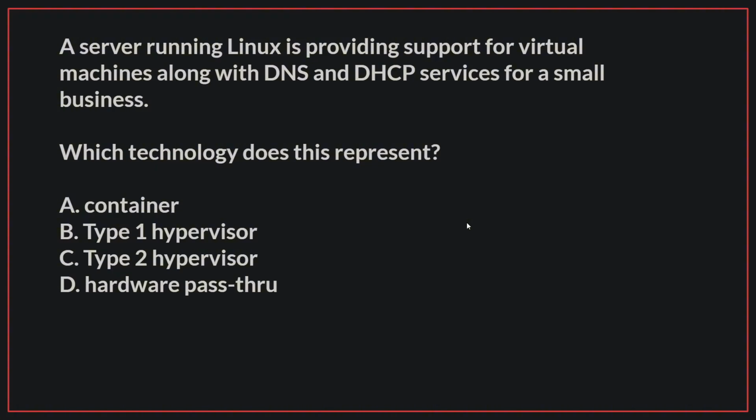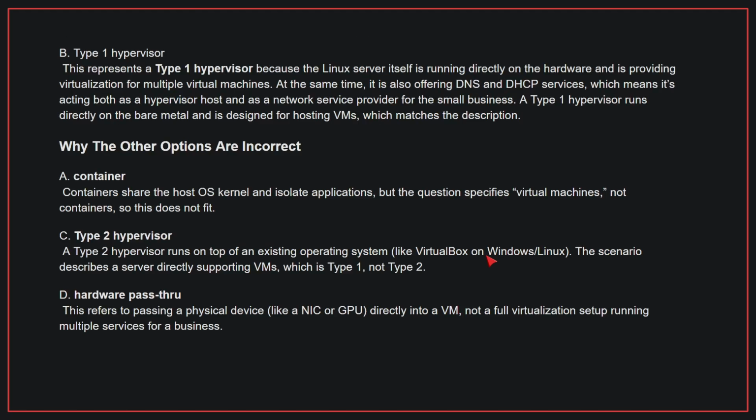A server running Linux is providing support for virtual machines along with DNS and DHCP services for a small business. Which technology does this represent? The correct answer is B. Type 1 hypervisor. This represents a Type 1 hypervisor because the Linux server itself is running directly on the hardware and is providing virtualization for multiple virtual machines. At the same time, it is also offering DNS and DHCP services, which means it's acting both as a hypervisor host and as a network service provider for the small business. A Type 1 hypervisor runs directly on the bare metal and is designed for hosting VMs, which matches the description.